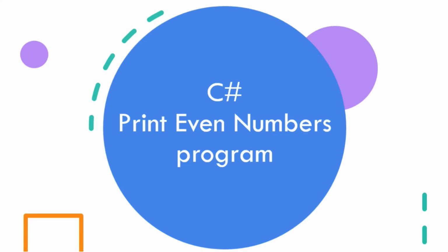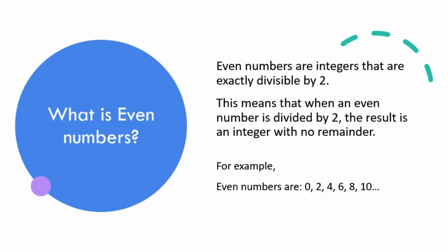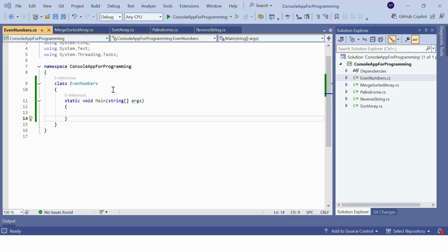Hello everyone. Today we will write a program to print even numbers. Even numbers are basically those integers that are exactly divisible by 2, like 0, 2, 4, 6, 8, 10. So let's start our program.